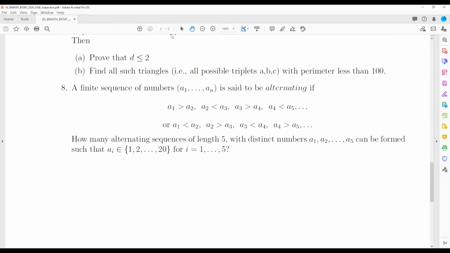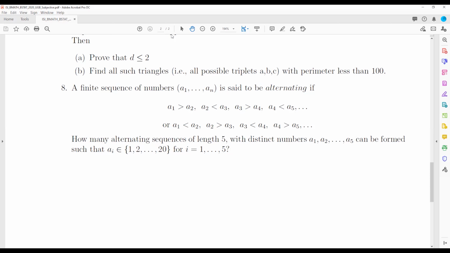Let's discuss problem number 8. This problem was from combinatorics, and this was the toughest problem in the paper, and we have made it tougher by generalizing it. So first, let's understand the problem. You have a definition of alternating sequences.